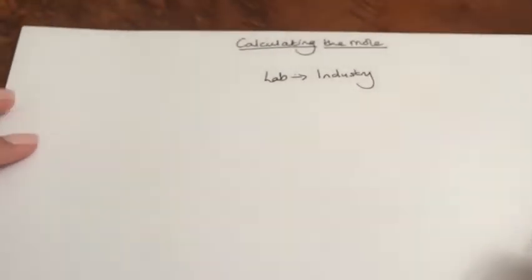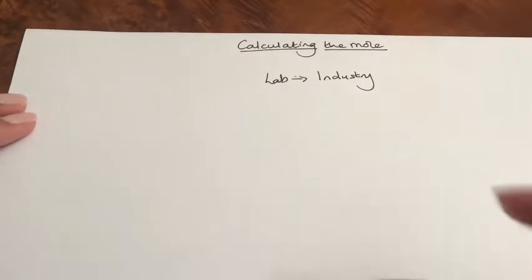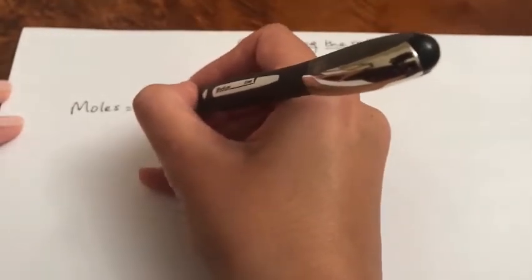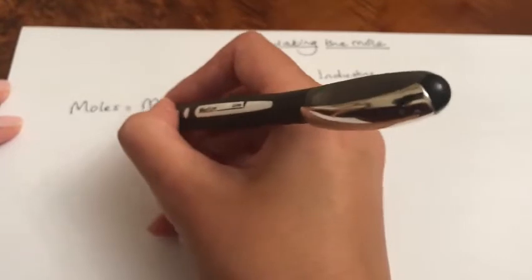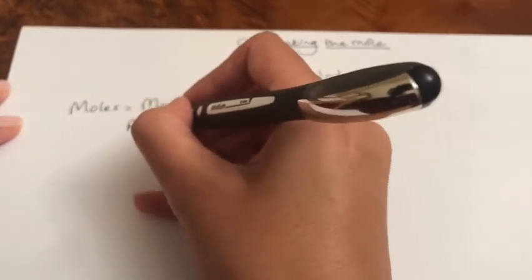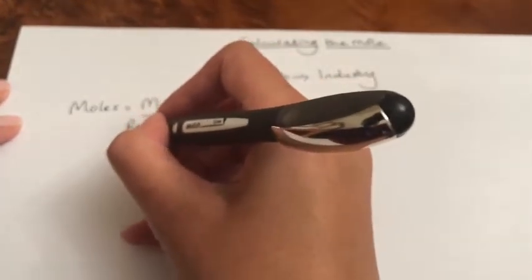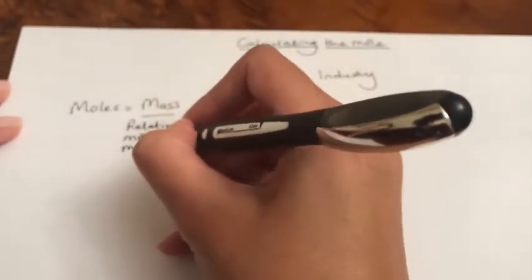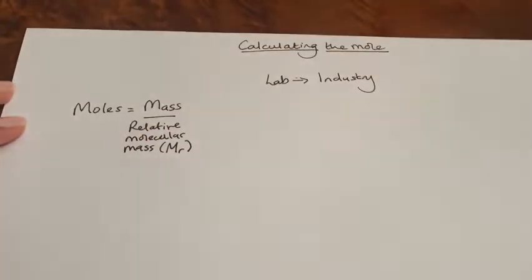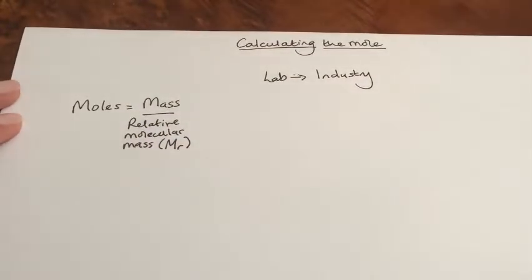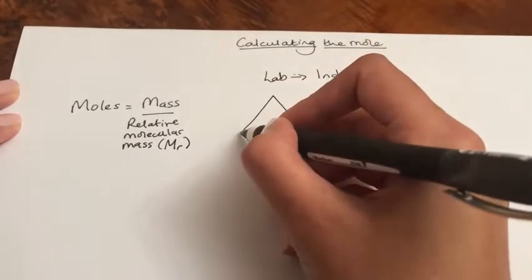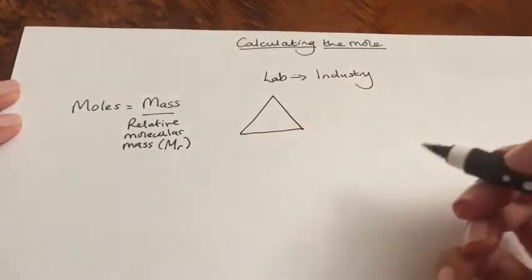Okay, so let's introduce really quickly a simple equation that you need to know. The equation to work out moles is moles equals mass divided by the relative molecular mass, better known as the MR. Okay, so this is a pretty straightforward equation. You can also put it into a formula triangle. I know some of you do like to use these in maths.